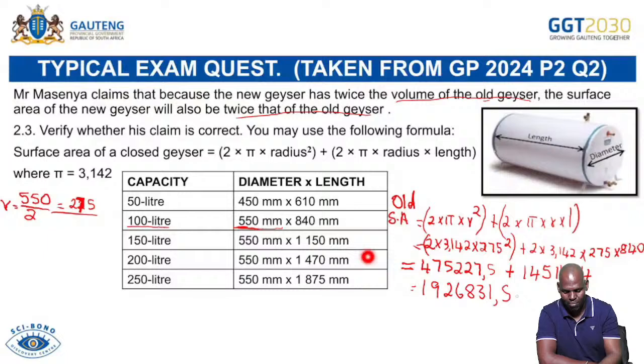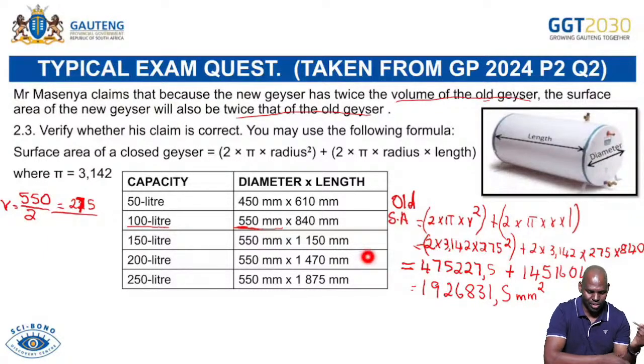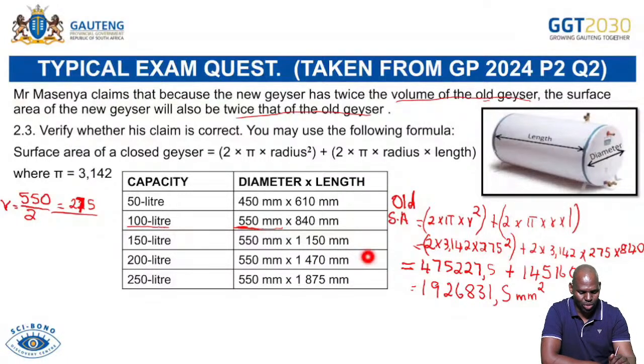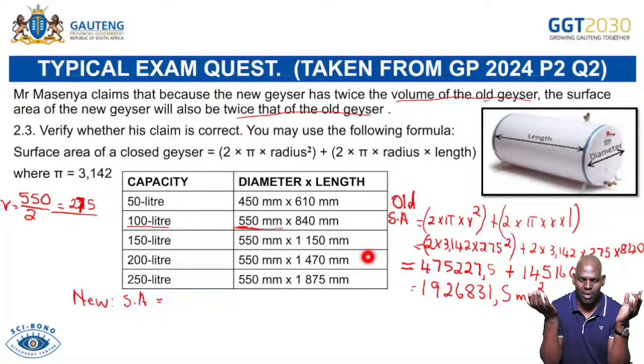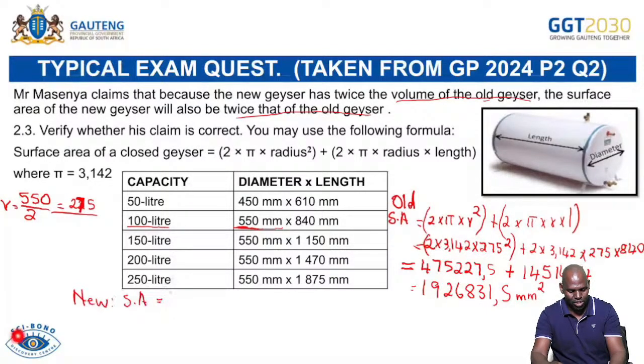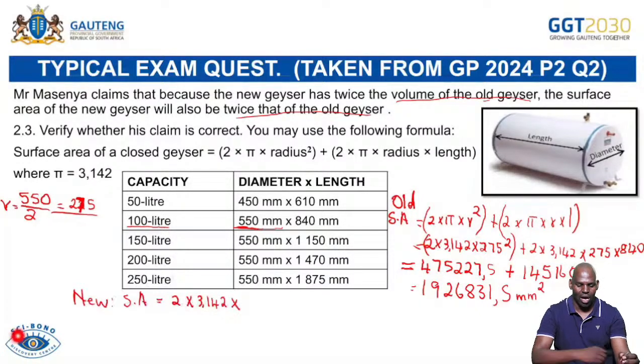1,926,831.5. This is millimeter squared. This is the old Giza. Okay, now the new Giza, which is 200. So let's look at the new Giza. Unfortunately, on that side, I don't have space. The new one, I'm still going to use the very same formula. Surface area equals to, okay, I don't necessarily have to rewrite the formula. I can just go straight to the substitution. If I look at the first part, it says 2 multiplied by 3,142, then multiply by our radius.